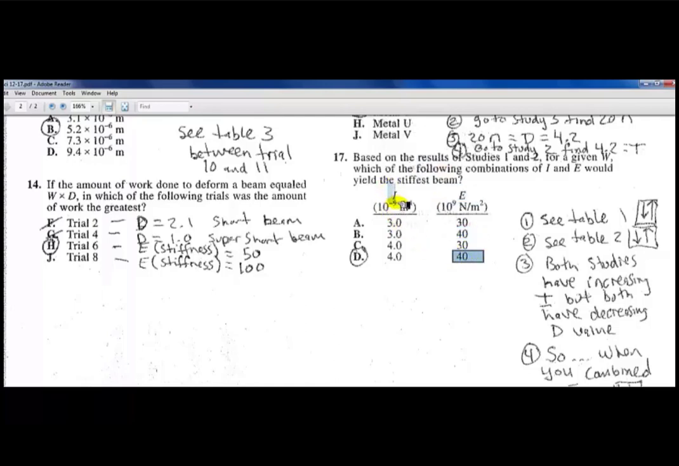The greater I and the greater E combined, here is the greatest stiffness for I, here is the greatest stiffness for E. The correct answer when you combined stiffness and the size of the board, both are going to be the largest, which will produce answer choice D, 4.0 and 40 for 17.